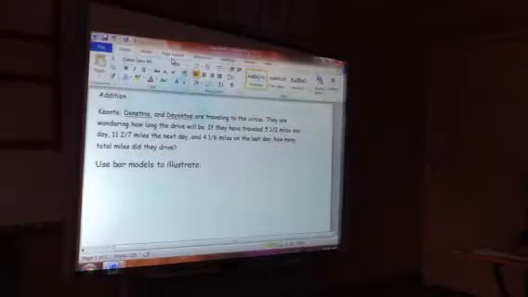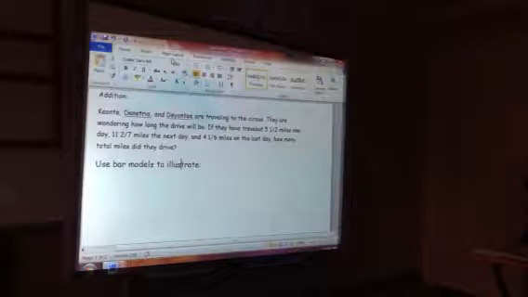We're talking about fractions, mixed operations with fractions, but we need to look at them in word problems. So that's what we're looking at today. Let's read this word problem.